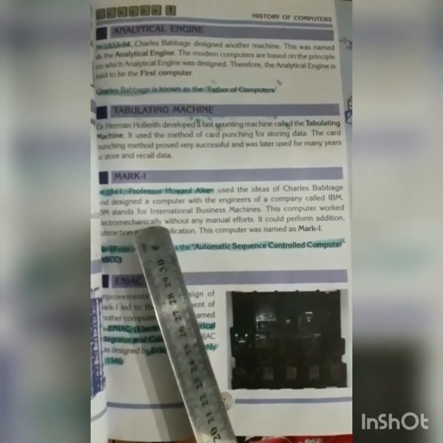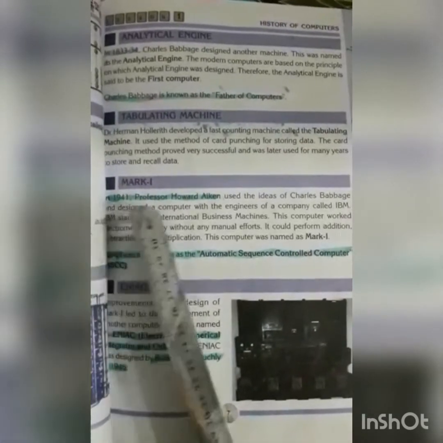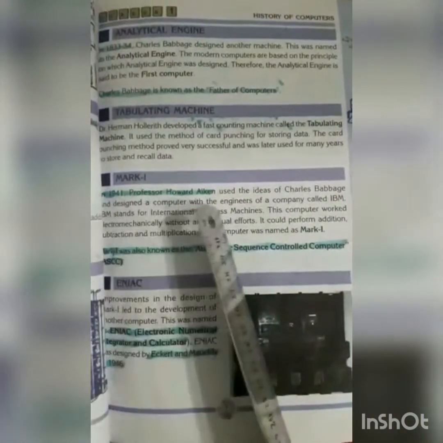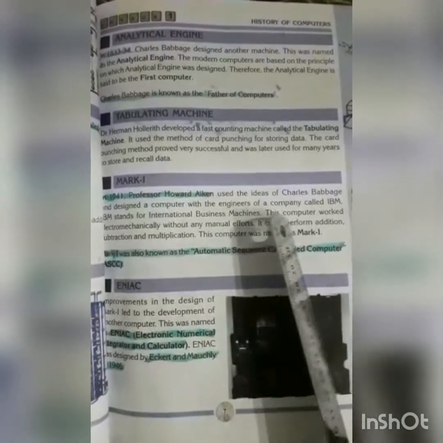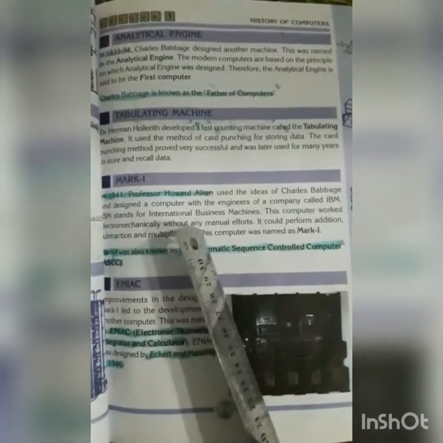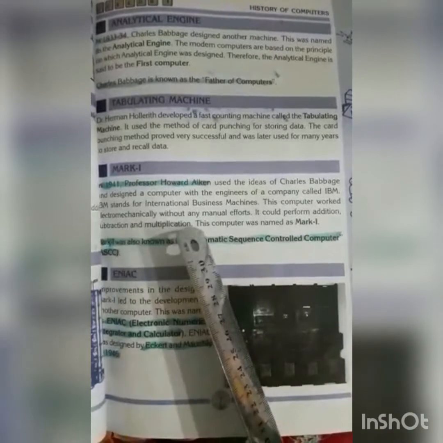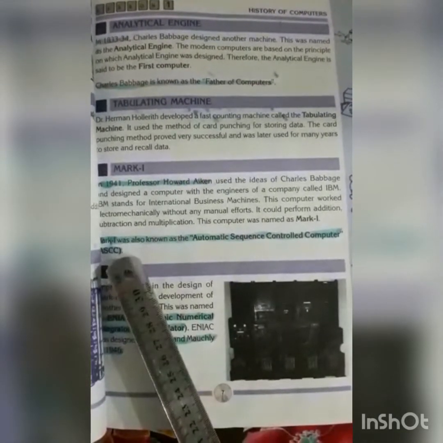Dear students, our today's revision topic is Mark 1. In 1941, Professor Howard Aiken used the ideas of Charles Babbage and designed a computer with the engineers of a company called IBM. IBM stands for International Business Machines. This computer worked electromechanically without any manual efforts. It could perform addition, subtraction, and multiplication. This computer was named as Mark I. Mark I was also known as the Automatic Sequence Controlled Computer, or abbreviated as ASCC.